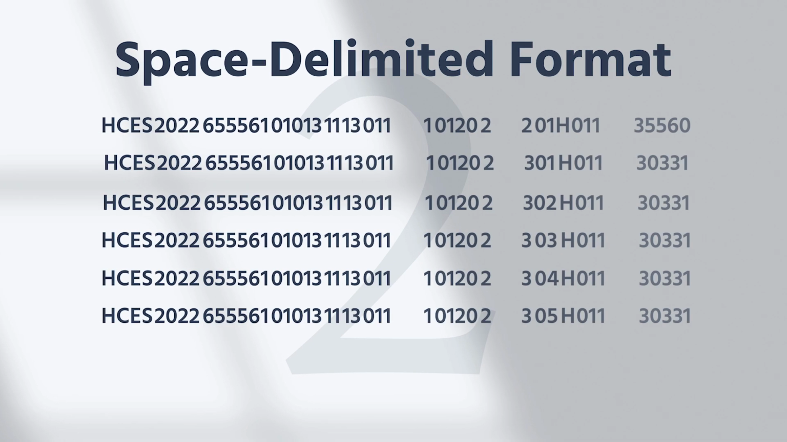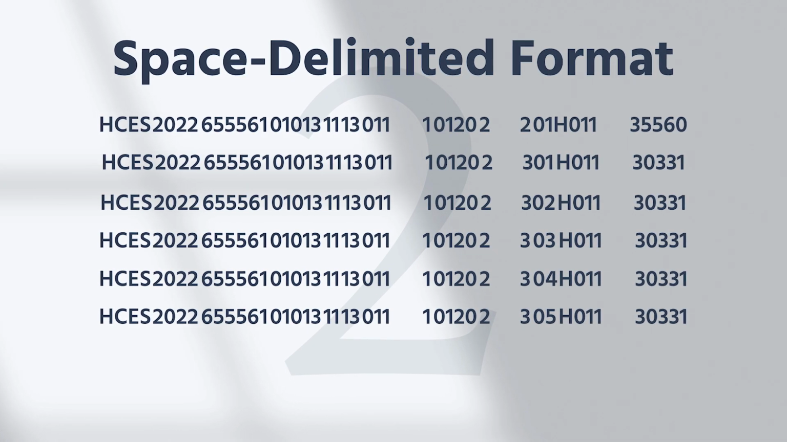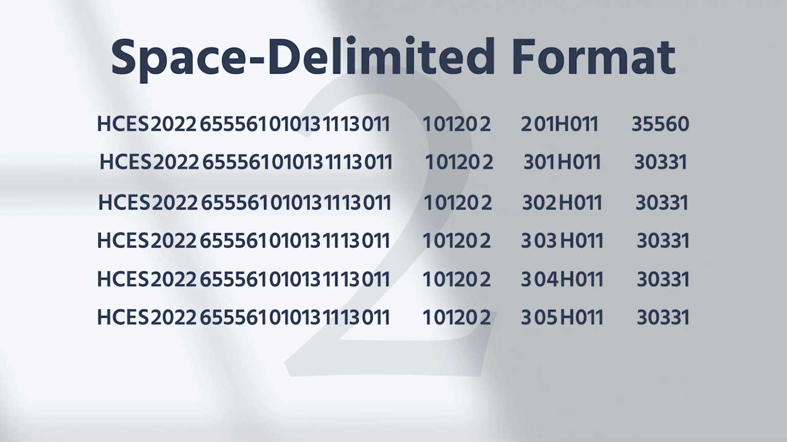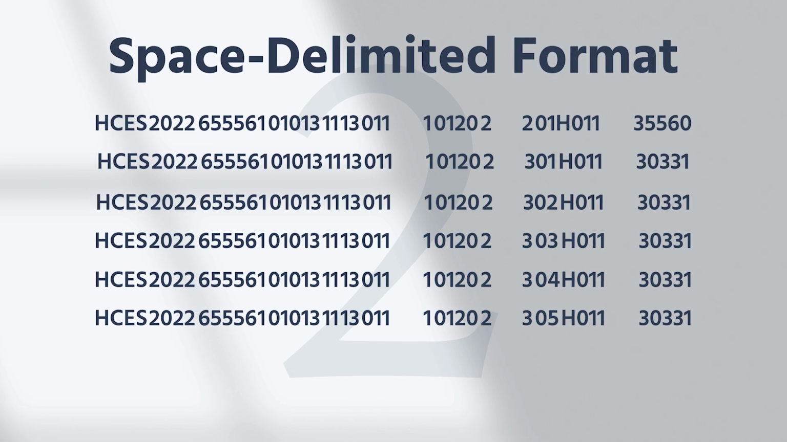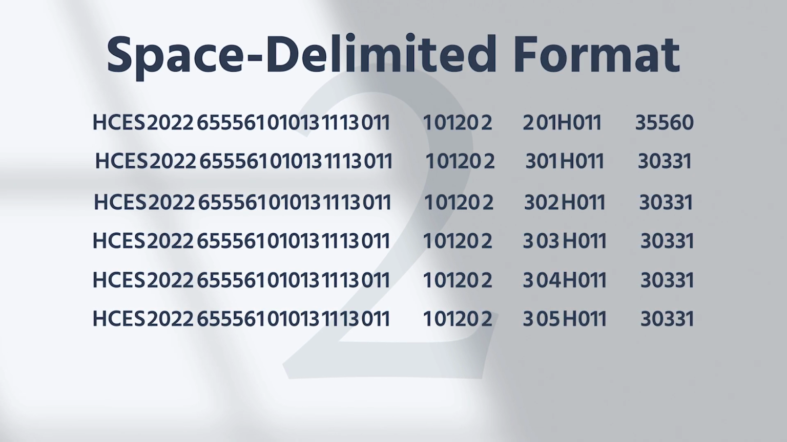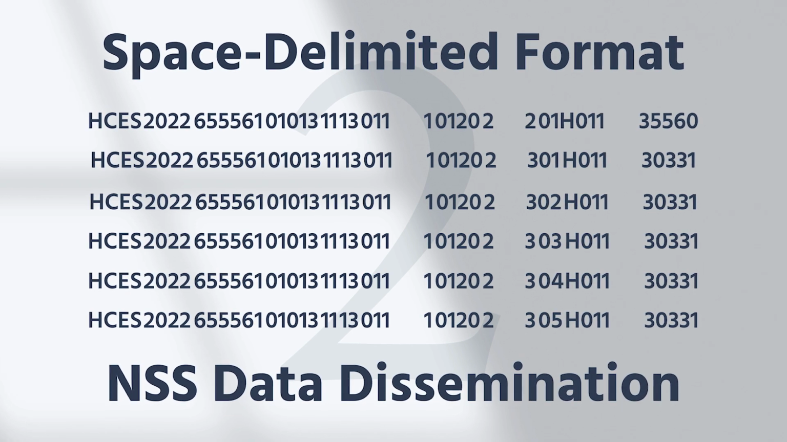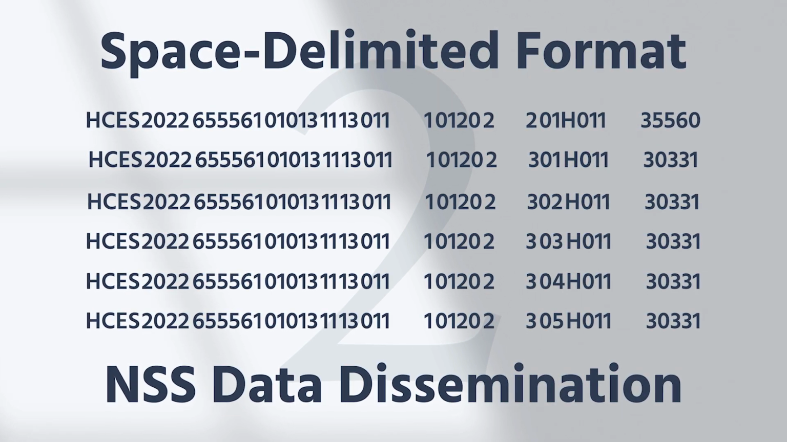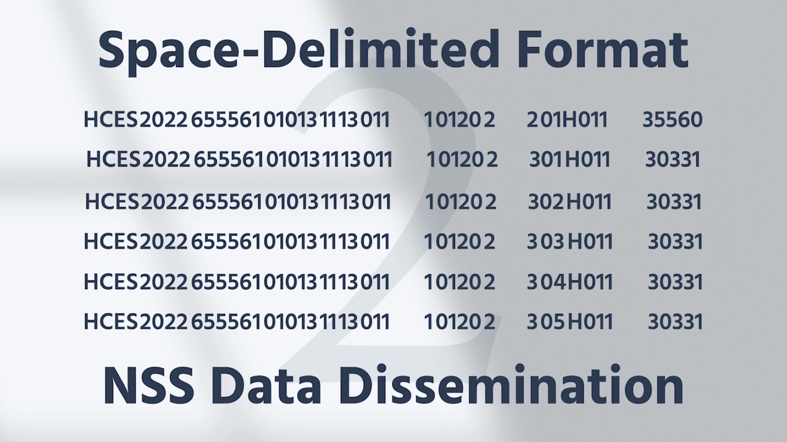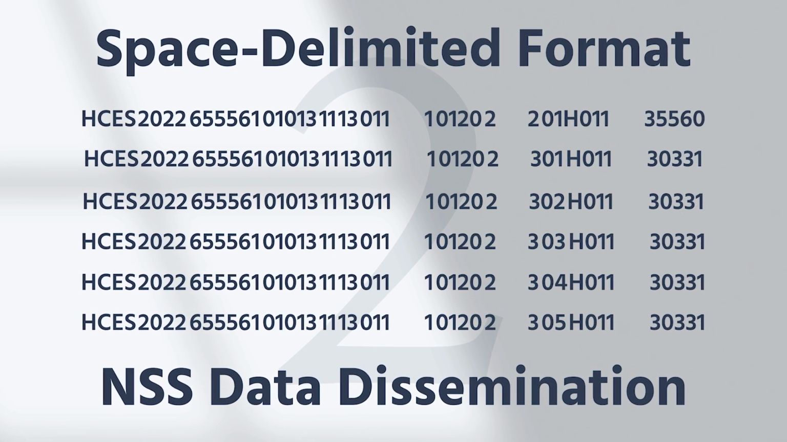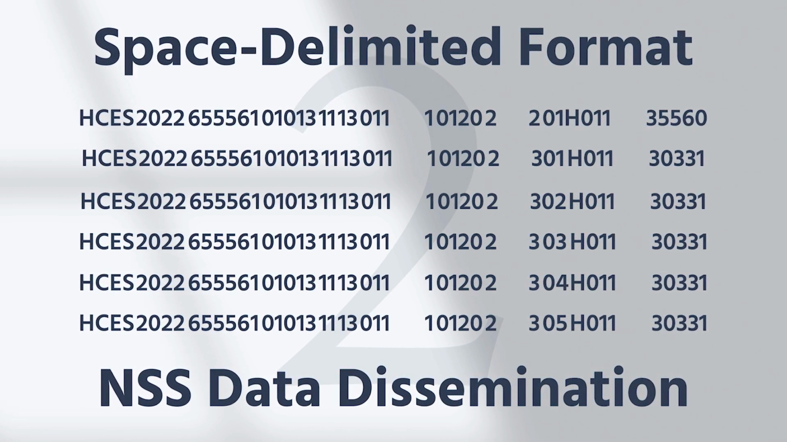This format does not have a specific separator between variables. Instead, each variable occupies a fixed width. This is the standard format used for NSS survey data dissemination. Processing SDF requires specifying the length of each variable before segregating them into separate columns.